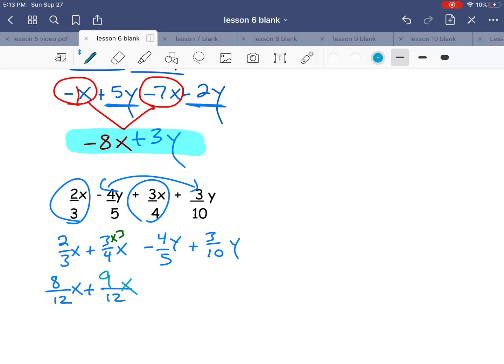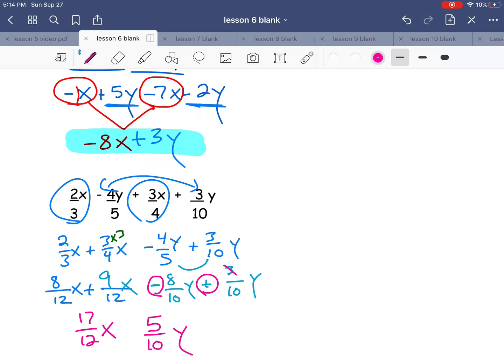I'm going to do the same thing for my y's. This time be careful, I do have a minus here, negative, and easy, right? Common denominator would be 10, times 2 on top. The 10 doesn't change. Then I can put them together. So my x's, 8 plus 9 is 17 over 12x. Then I have, be careful, a minus and a positive, negative, negative, positive kind of thing. I'm subtracting, so take 3 out of the 8, 5 over 10, y, and my 8 is bigger, so it tells me what's left over, negative.